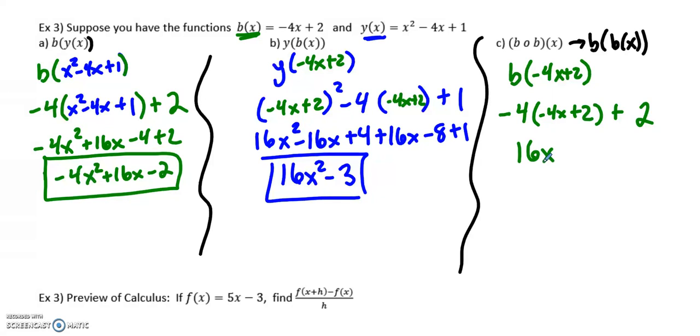So that gives me 16x. I get minus 8 from the distribution, plus 2 leaves me at minus 6. So there's just 3 examples of how do I compose functions, putting one function inside of another, or, in the last case, putting that one function inside of itself.